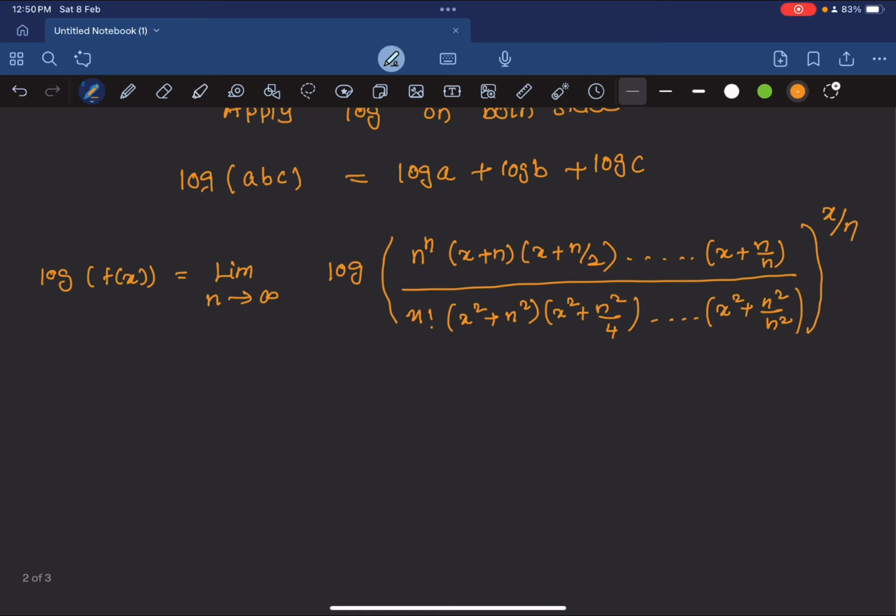So now if you recall the concept of logarithm, log of a to the power b is b times log a.